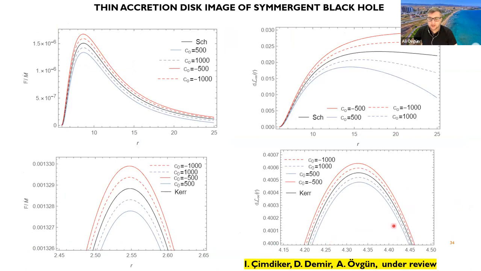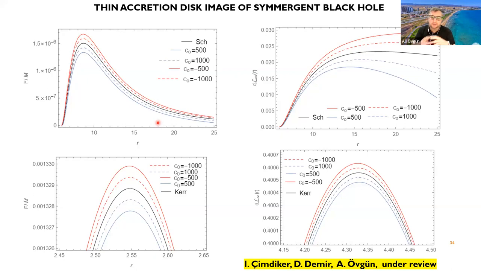As C0 approaches infinity from both the positive and negative side, the values of the flux and luminosity all approach the Schwarzschild value asymptotically. As C0 approaches 0 from the positive side, like here or here, the net flux and luminosity decrease. This is due to the inverse correlation between C0 and the cosmological constant lambda.